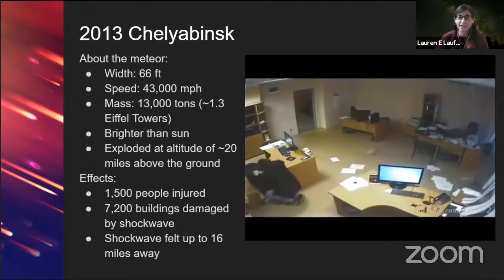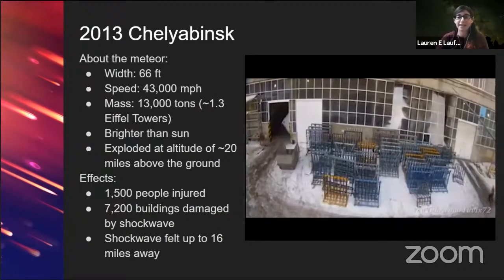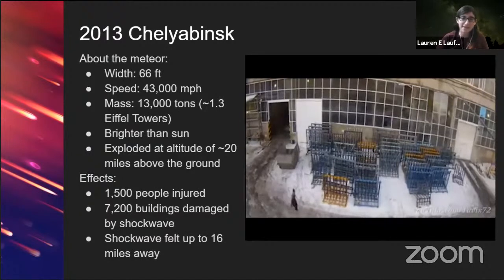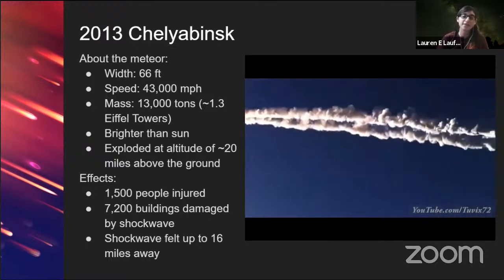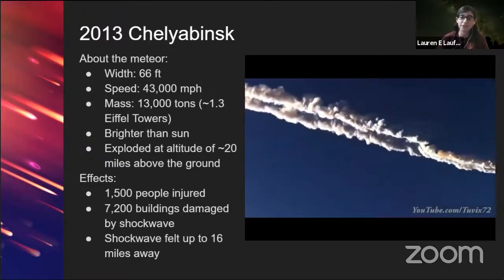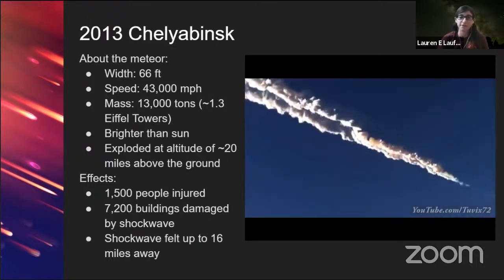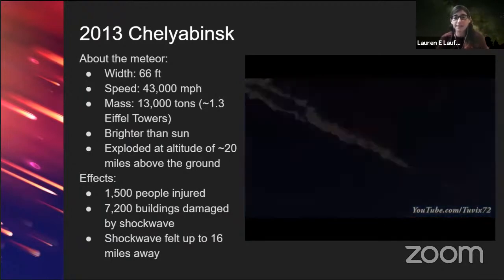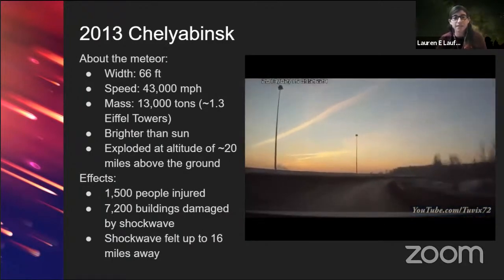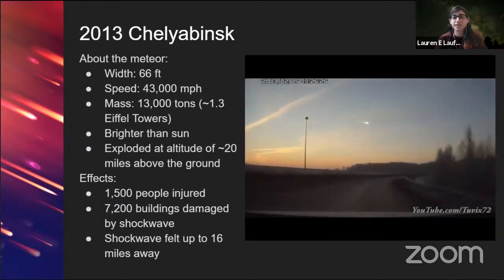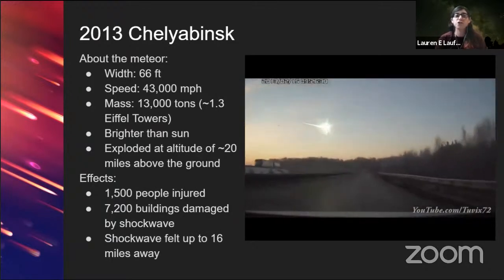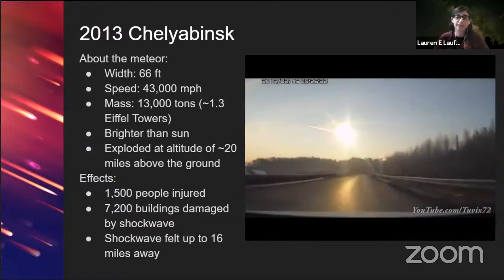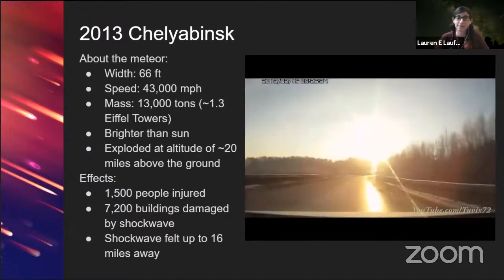it was as bright as the sun, and the shockwave damaged 7,200 buildings, which is kind of crazy. No deaths, but 1,500 people were injured, mostly by the shockwave destroying all these buildings and everything. And it was felt up to 16 miles away. Just to drive that home, this thing exploded 20 miles above the ground, and it still damaged so many buildings. And it's coming in at 43,000 miles per hour.